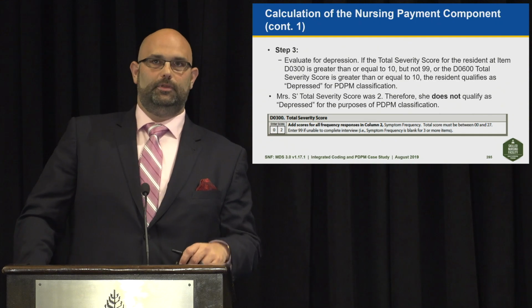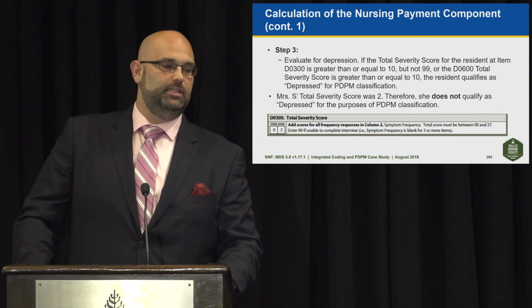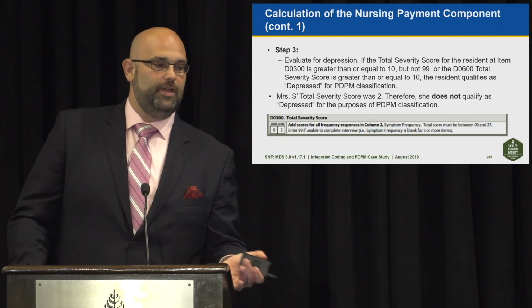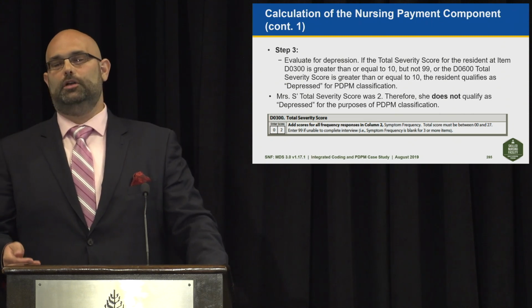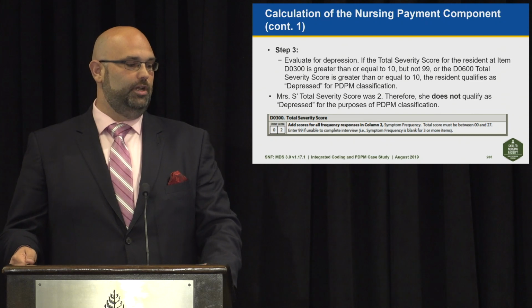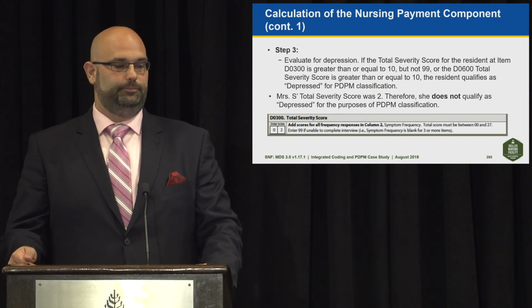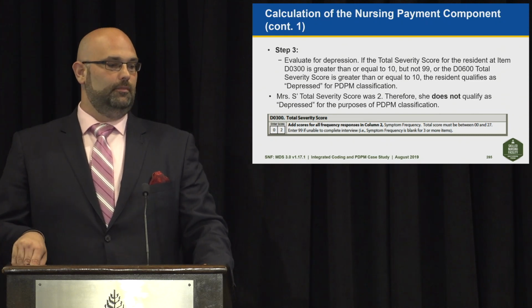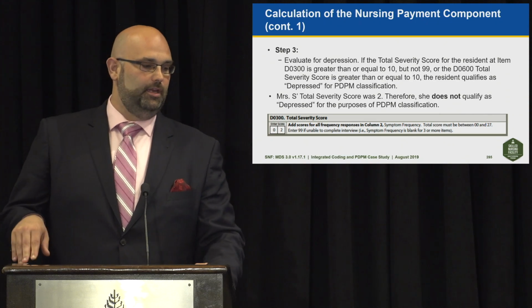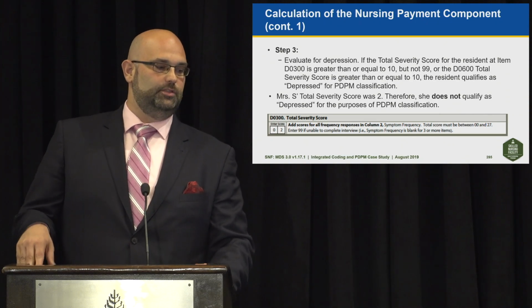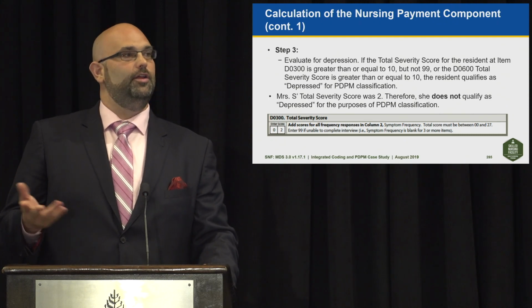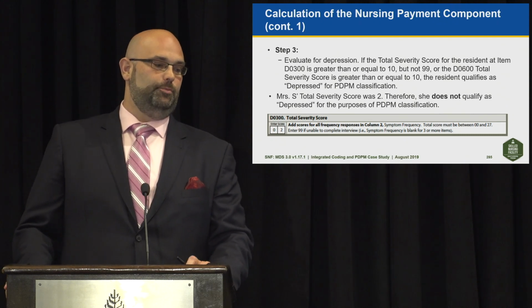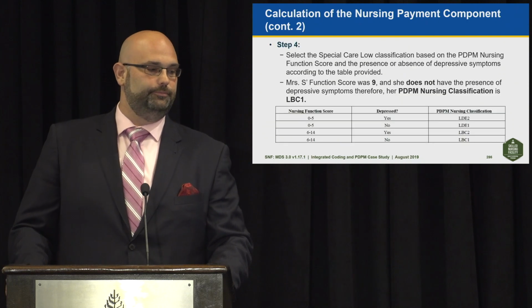The next step is that this category happens to come with an end split for depression, so we evaluate the patient for the presence of depression. We look to see whether the total severity score listed in item D0300 is equal to 10 or greater, but not 99. And we look here, and the total severity score for Mrs. S was a 2, as listed in D0300, and therefore Mrs. S does not qualify for the depression end split for this category.